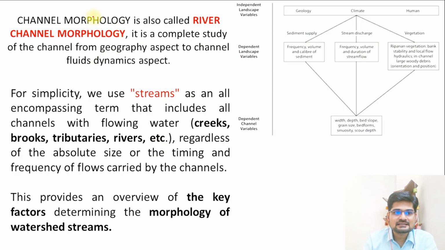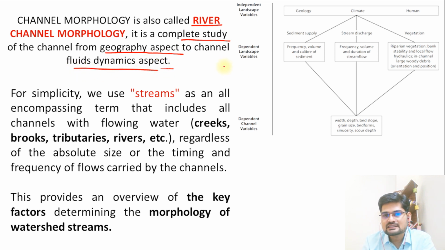So what we see here is that channel morphology is also called river channel morphology, and it is a complete study of the channel from the geography aspect to the channel fluid dynamics aspect as well. If you see this adjoining sketch or flow diagram, you observe there are several variable factors that are important in a landscape. If you see here, it is written independent variables. It means they are independent. For example, geology, climate and human beings.